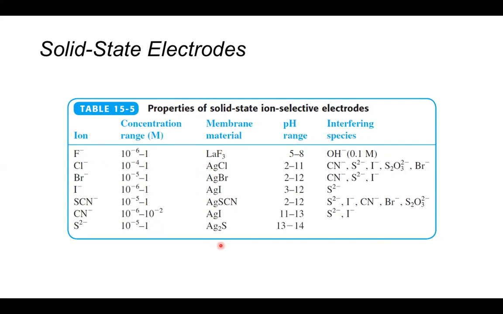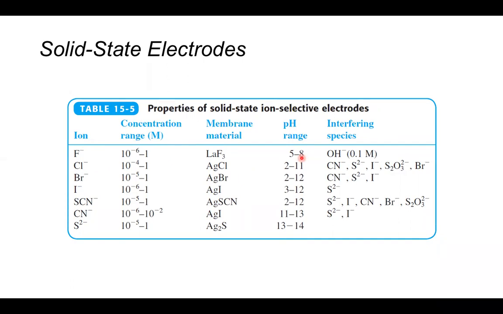So the membrane material is given here. Lanthanum fluoride is used for fluoride ions. Then silver compounds are generally used; silver crystals are used for the others. Then the pH operating ranges. You can see that the pH at which they can be used varies. For example, fluoride is quite a narrow range, but this makes sense if we think about it, because at high pH, we have a lot of OH minus ions, and those interfere with the fluoride. So that would change the results that we would get from our potentiometer.